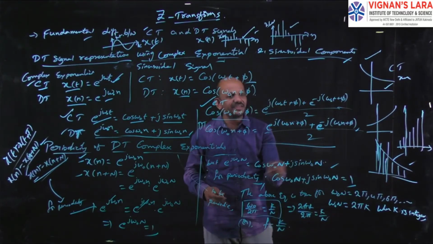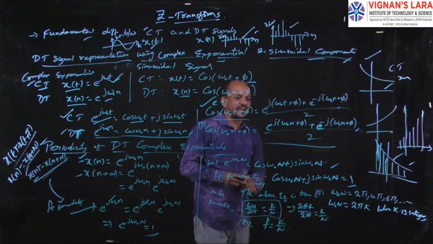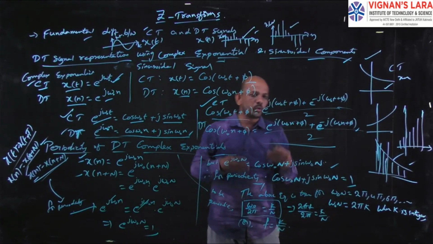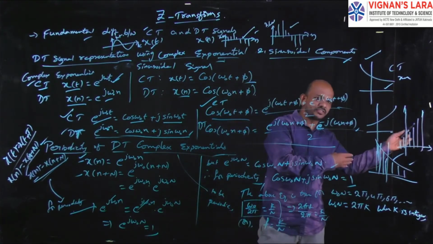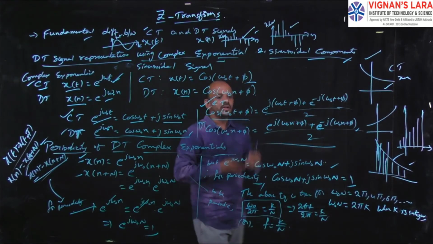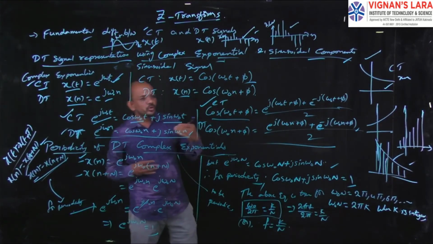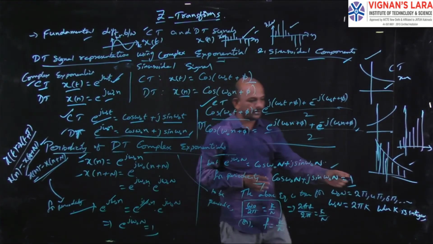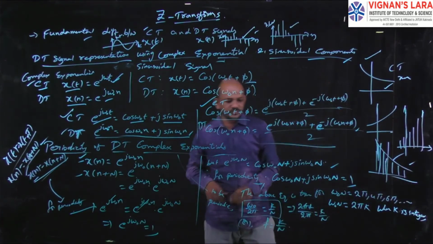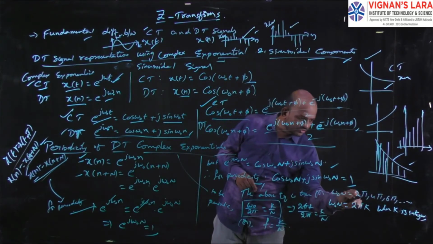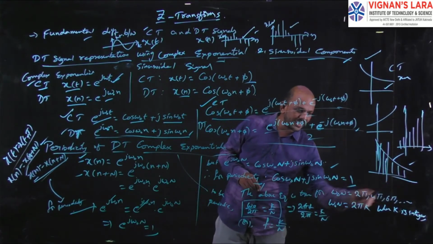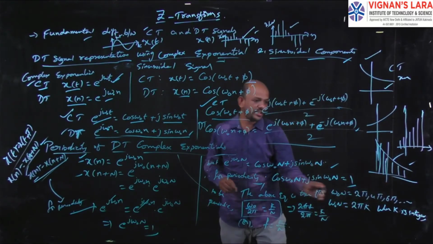So this equation will be satisfied for the values of omega naught n equal to 2 pi, 4 pi, 6 pi, 8 pi and so on. That is, this equation is true only when omega naught n will be equal to 2 pi, 4 pi, 6 pi and so on. Now I can write this 2 pi, 4 pi, 6 pi and so on as 2 pi k, where k is an integer.